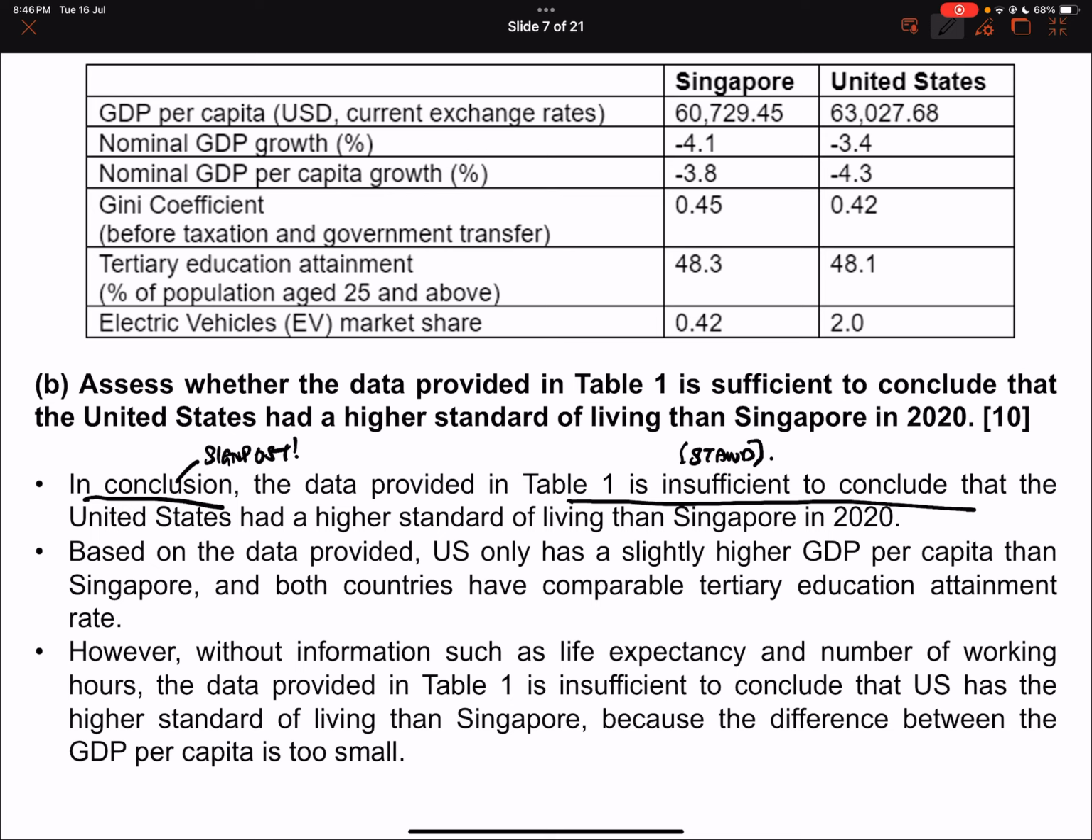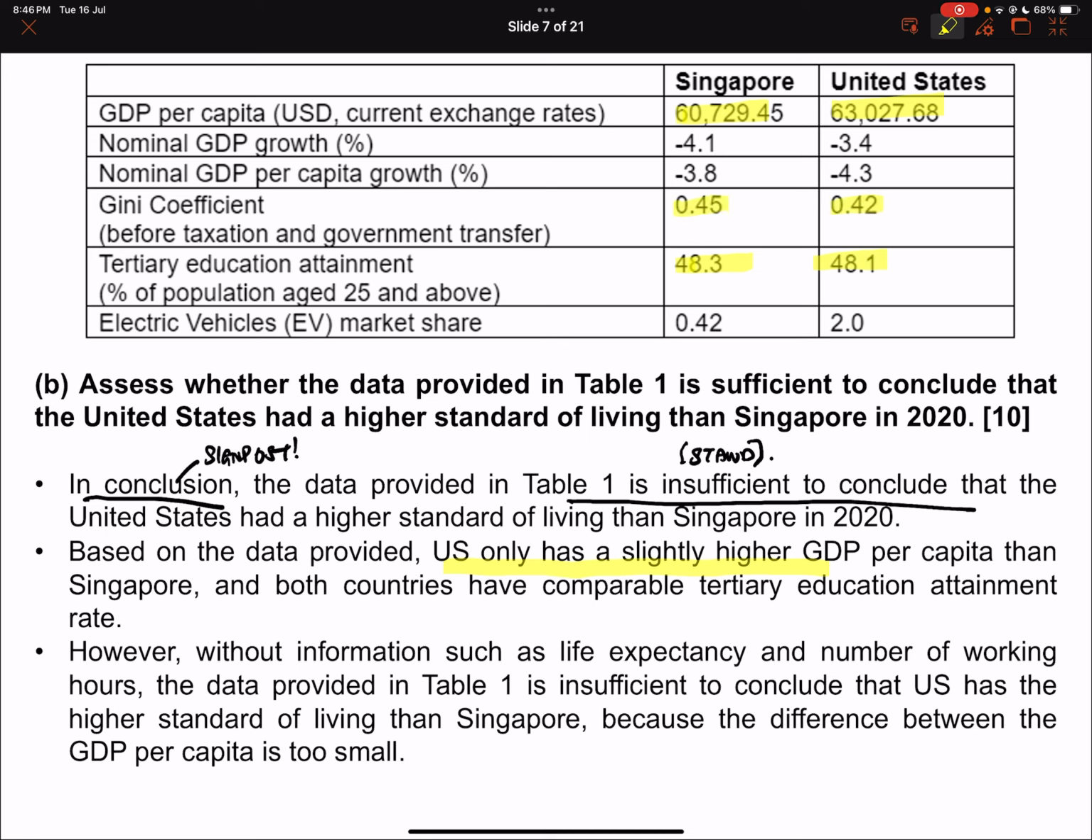Okay, why? Because actually, if you look at the numbers, right, these two are very close. I mean, it's a $3,000 difference, yes, but it's the whole year, right? So 3,000 is actually a very, very small difference. I mean, if you talk about 60,000 versus 12,000, then sure, the 12,000 is definitely the loser. But between 63,000 and 60,000, actually, US only has a slightly higher GDP per capita. And then if you look at other indicators, like for example, the tertiary education attainment, you look at the Gini coefficient, they're all fairly comparable, right?